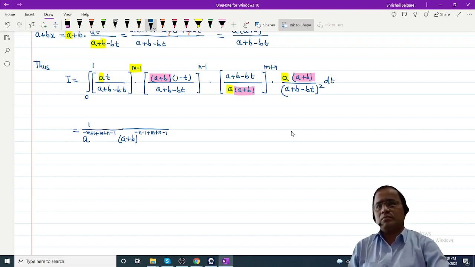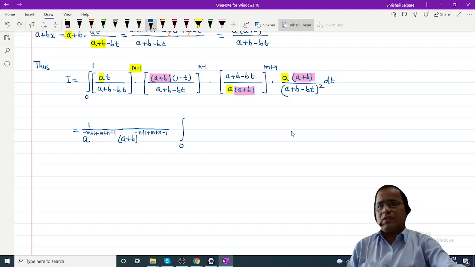Sir, minus n plus 1. For which factor? A plus B. Once again I will check. So this term is in the numerator. I am writing in the denominator minus n plus 1. Very good. Minus n plus 1. I think, is it okay? Yes, sir. Okay. Now the remaining terms, 0 to 1.